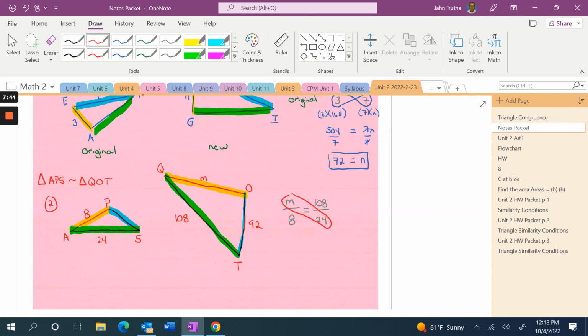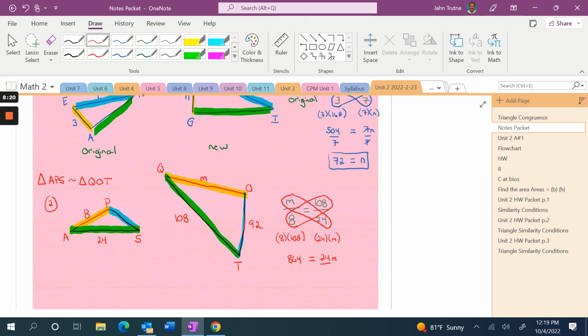So I'm going to multiply the 24 with the M, and I'm going to write the result of that down below it, which is 24M. And then I'm going to multiply the 108 with the 8. And I'm going to write down whatever 108 times 8 is. Once again, I'm doing this off screen on a calculator, 864. And then the idea is whenever 2 ratios are in proportion, after you cross multiply, you set the results equal to each other and you use algebra to solve.